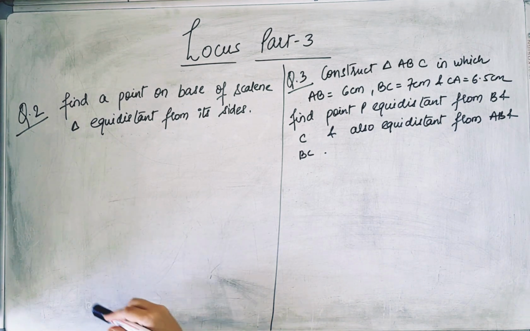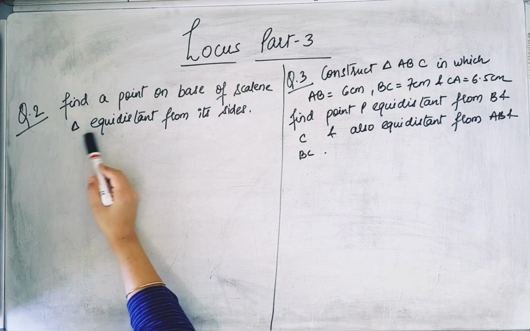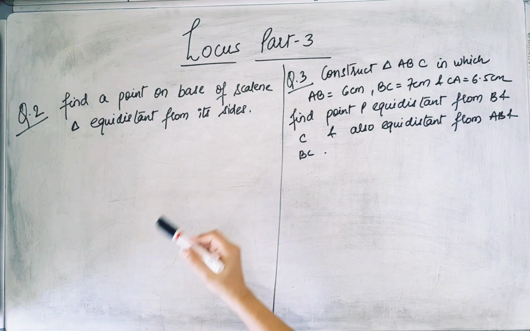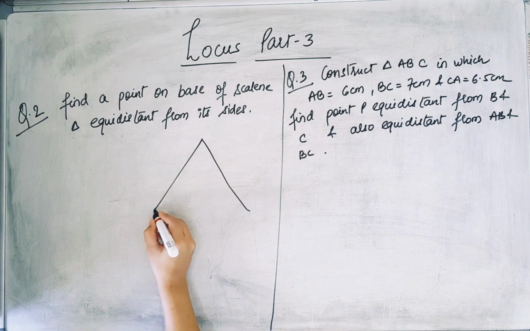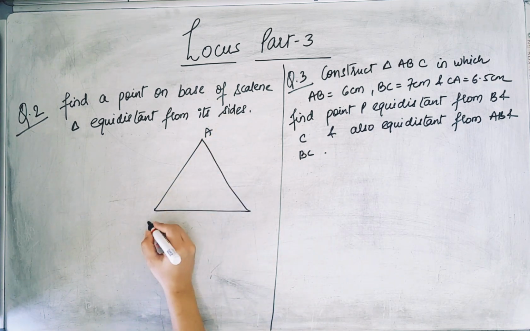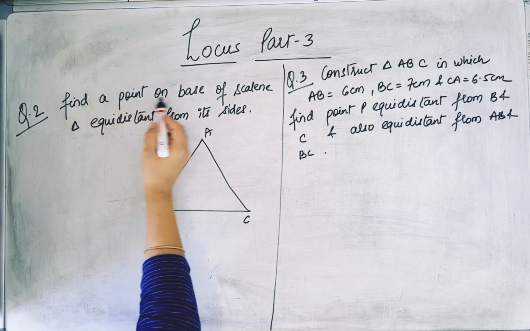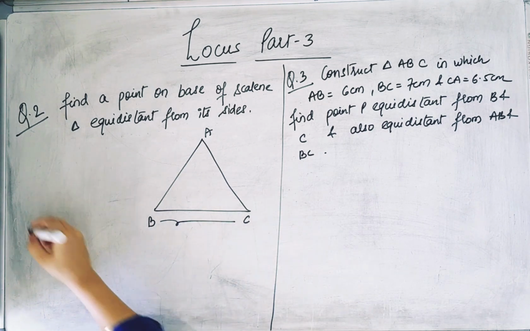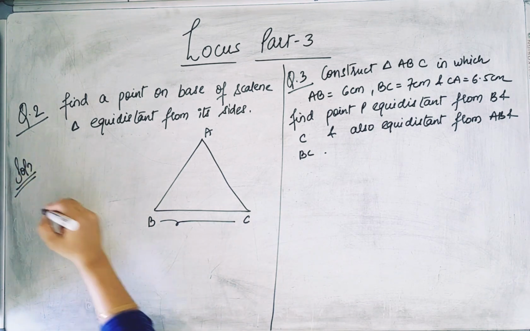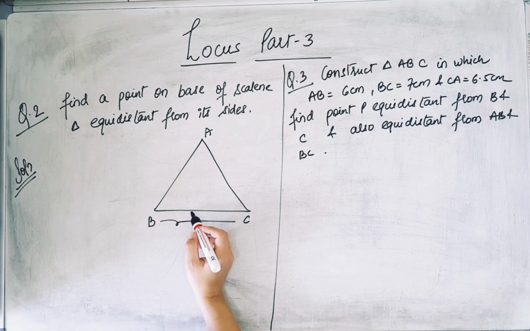Now the question is, find a point on the base of a scalene triangle equidistant from its sides. See, we are provided with one scalene triangle ABC. Now what we have to find? We have to find a point on the base of a scalene triangle. Let's suppose this is the base of the scalene triangle. So we have to find a point on the base which is equidistant from its sides.